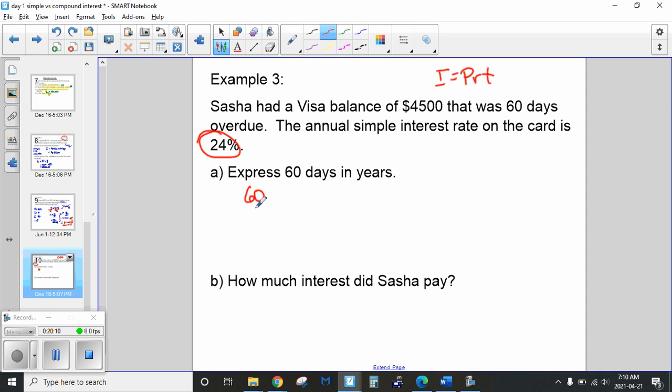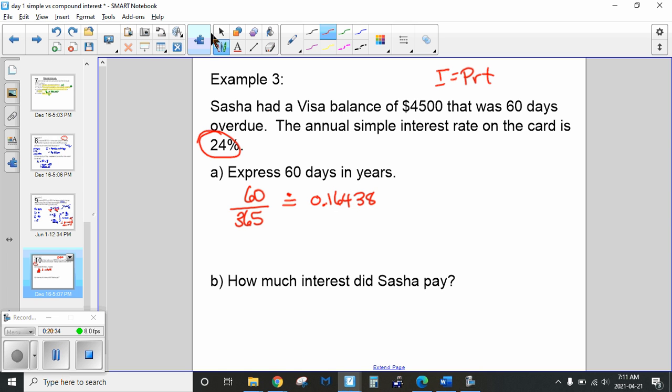So 60 days is a fraction of a year, and it's a fraction out of 365 days. 60 out of 365 is approximately 0.16438, or 16% of the year, but the decimal version is just fine.